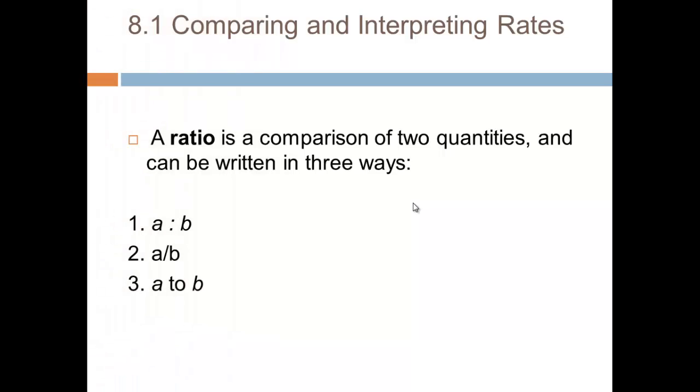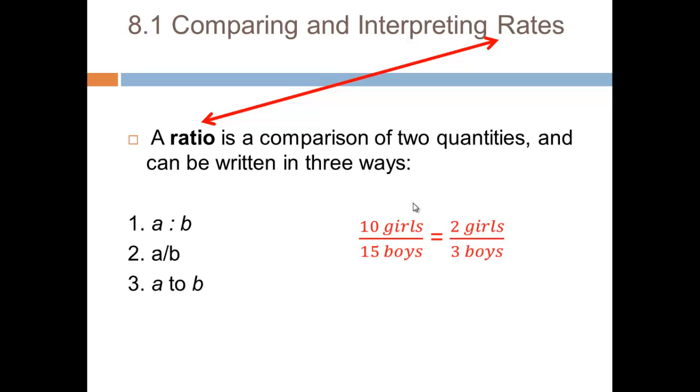Okay, so the very first thing we see is simply a definition. A ratio is a comparison of two quantities and can be written in three ways, as shown right there. One thing we should notice, we get the word rate from ratio. So when we talk about a rate, it's also a comparison. To put this into perspective, it is something that we may understand.